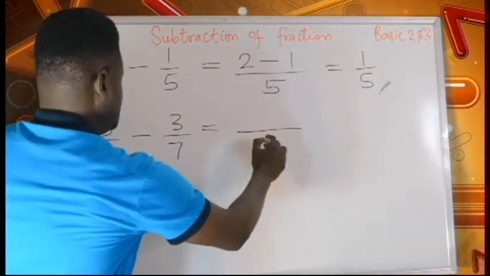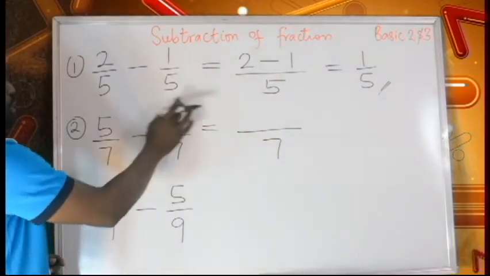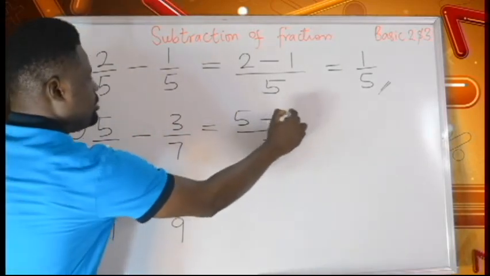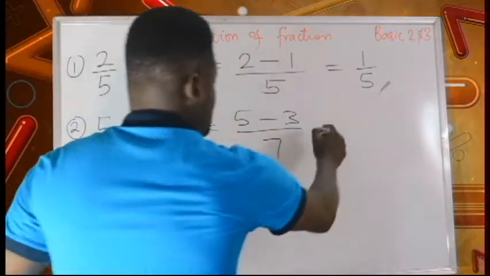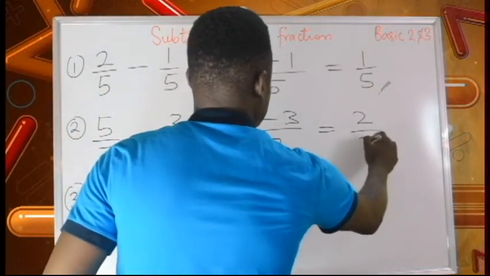Number 2, the bottom is the same, which is the denominator. Write it once. That's 7. Then bring your numerator, 5 minus 3. 5 minus 3 is 2. That will give us 2 over 7.